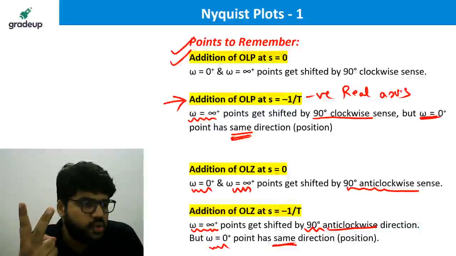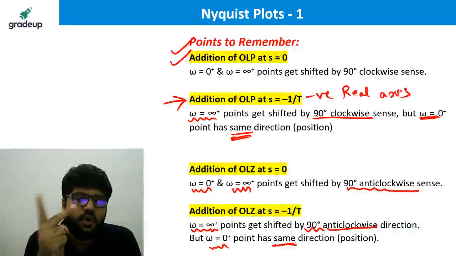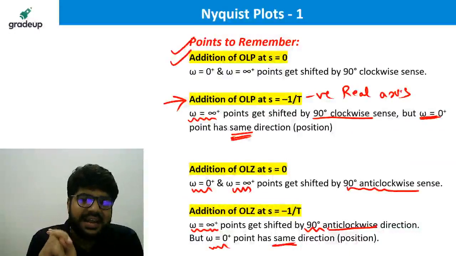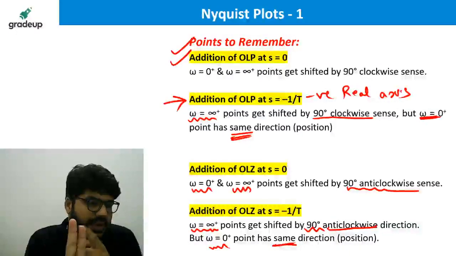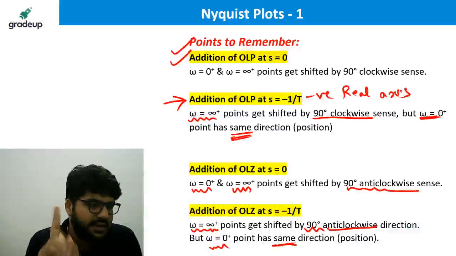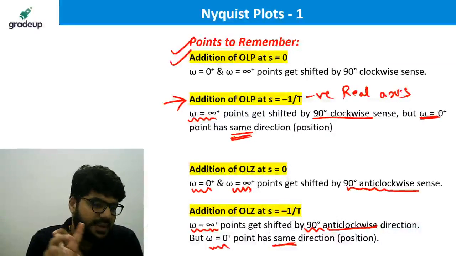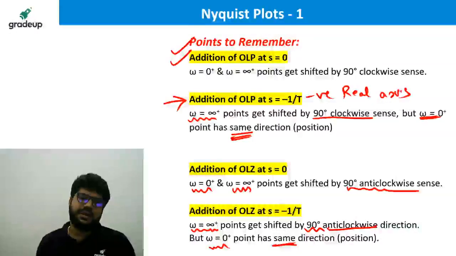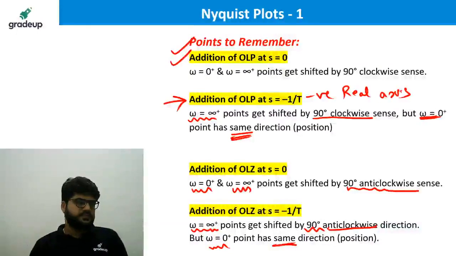So I am talking about two rules: the addition of a pole or zero at origin, and the addition of a pole or zero at minus 1 by T. Origin or minus 1 by T. Clear? Alright?